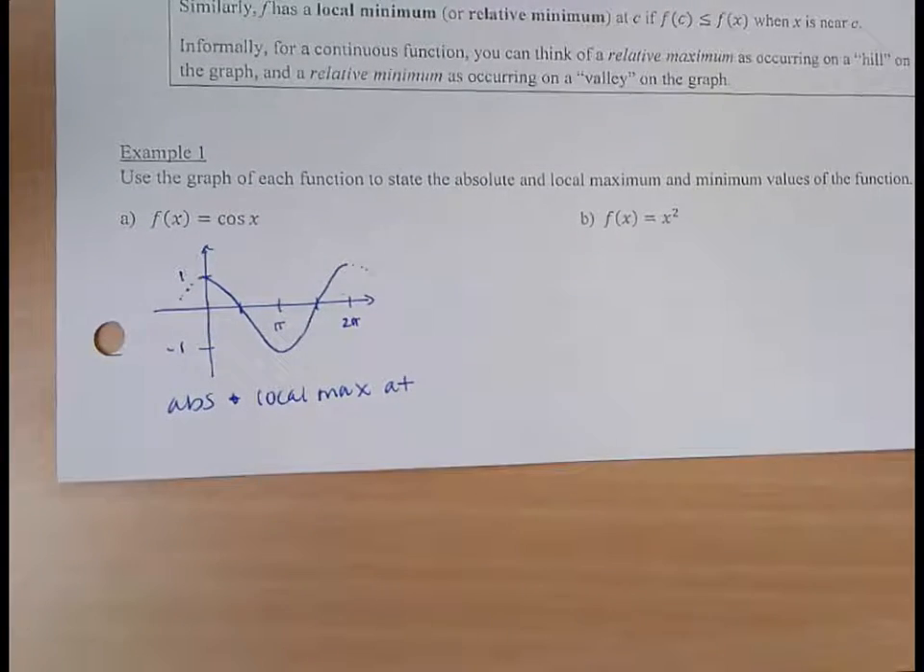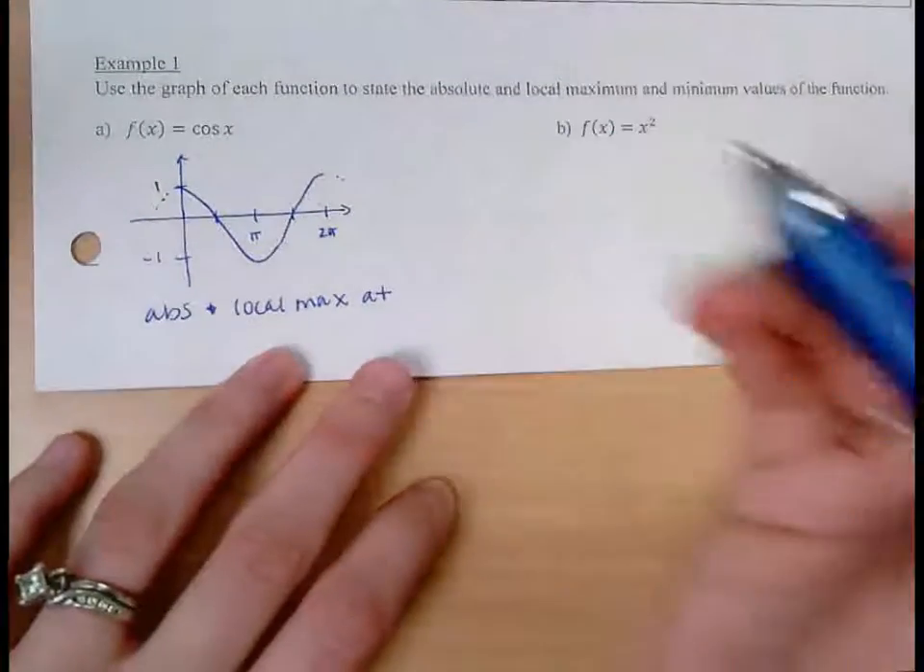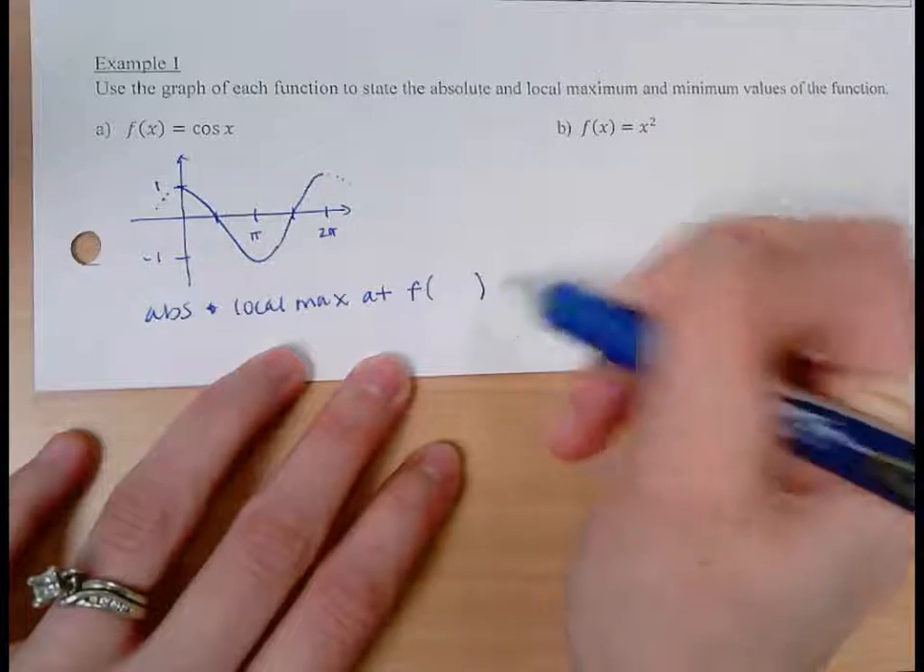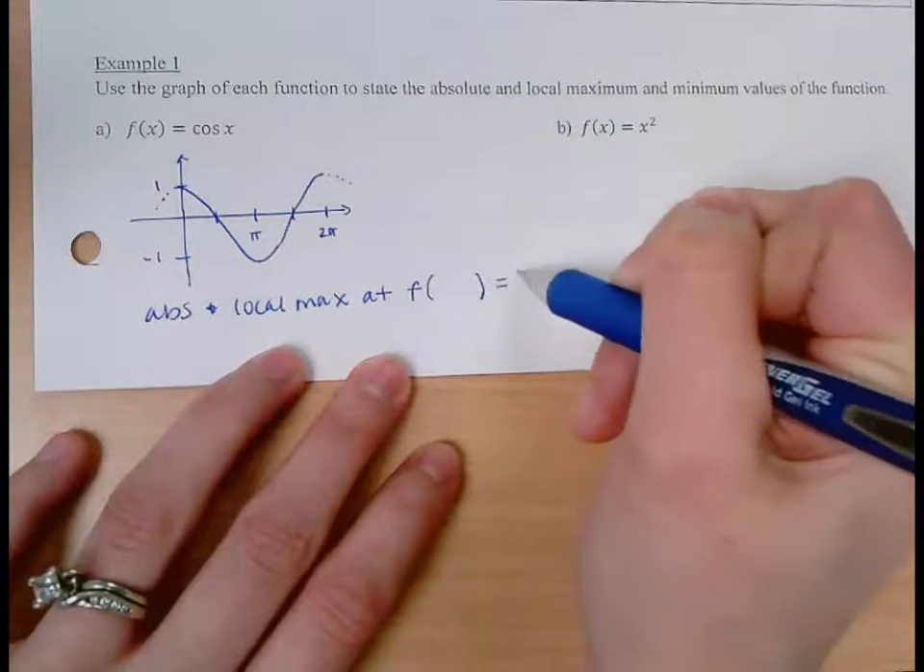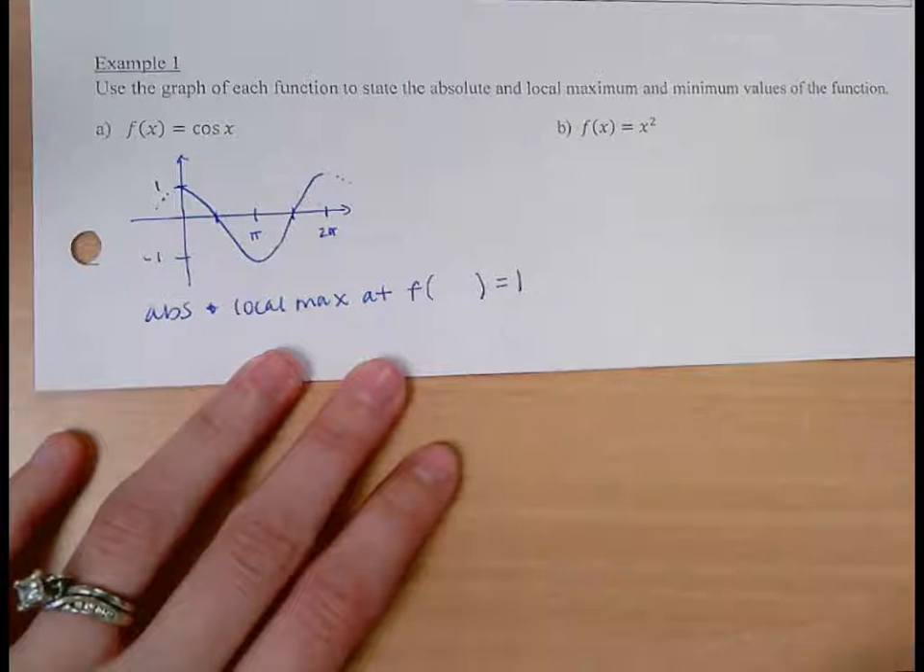at, and I know it's at the y value 1, but how I'd like you to write it is I'd like you to use function notation to say it occurs at f of what x value or values, and then what it equals. So where it occurs and then what the value actually is. Dylan, did you have a question?